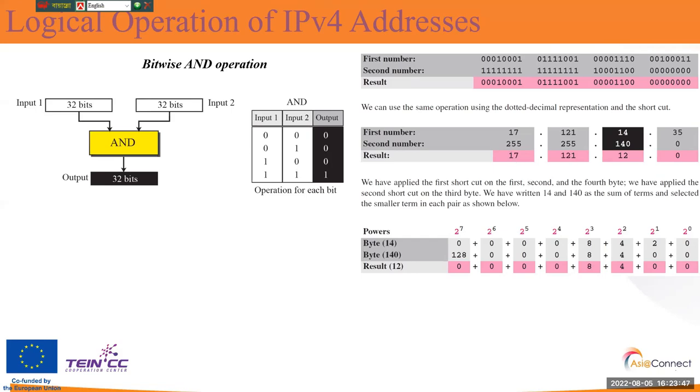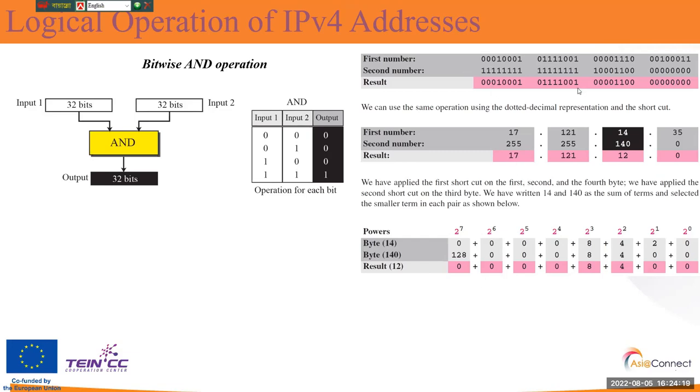Two rules we need to maintain. For the first, second, and third octets, if one number is 255 and the other is another number, then for the AND operation we take the smaller number. So with 255 and 17, 17 is smaller, so we take it. We can easily convert it to binary.